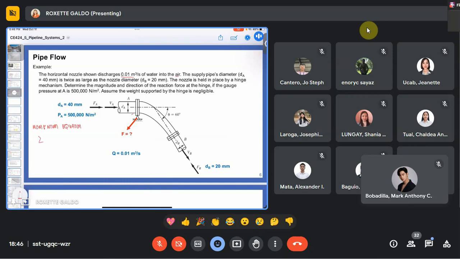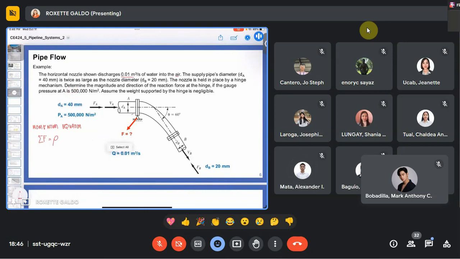The momentum equation states that the summation of force is equal to the density of the fluid contained in the closed conduit times the... By the way, is my voice clear? Yes, ma'am. Okay, thank you.